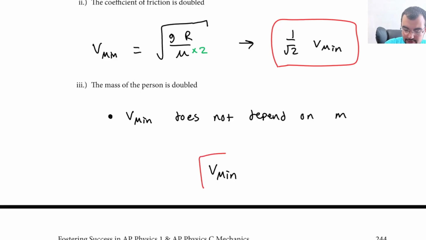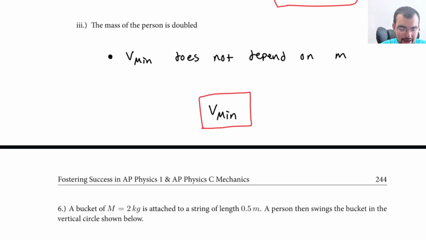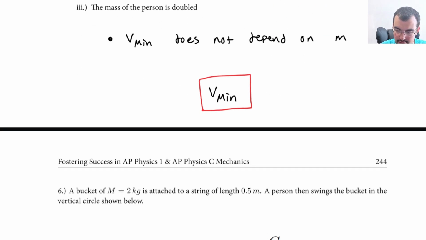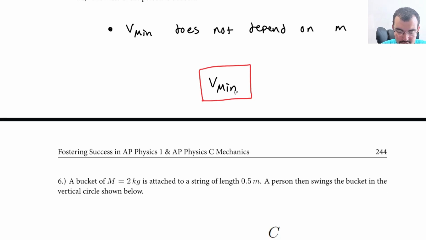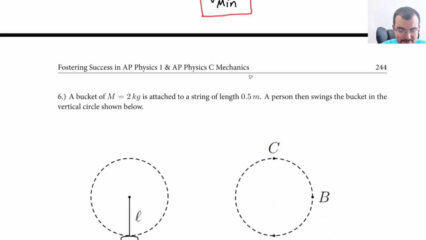So that's interesting for the amusement park design perspective of this. When designing this minimum speed, it actually does not depend on the mass of the person that will be riding it. So you can make this sort of universal speed. Now, of course, you're going to make it much bigger than this to account for errors, but it does not depend on the mass of the rider.